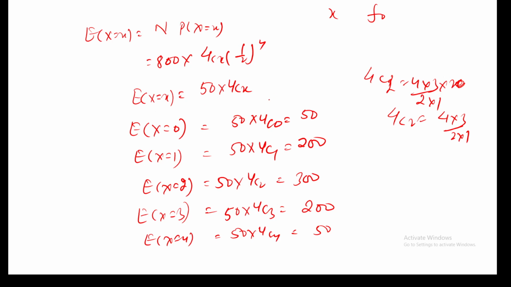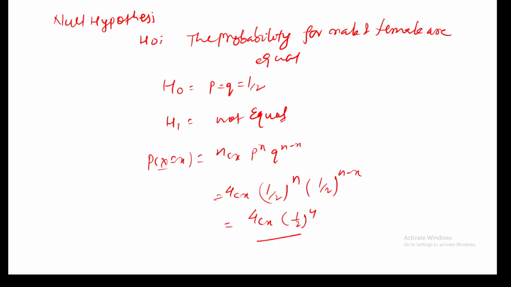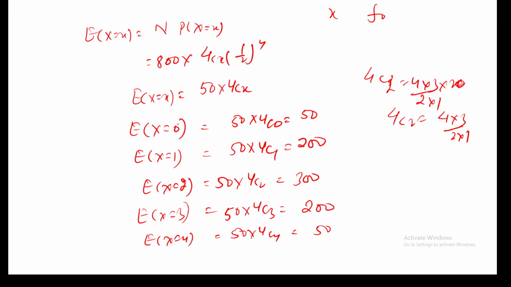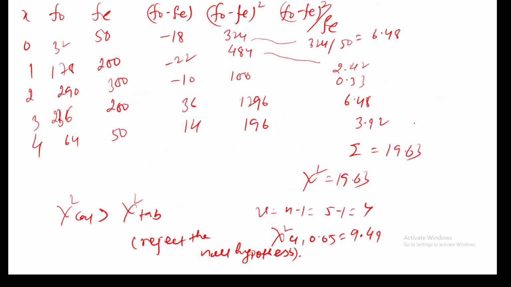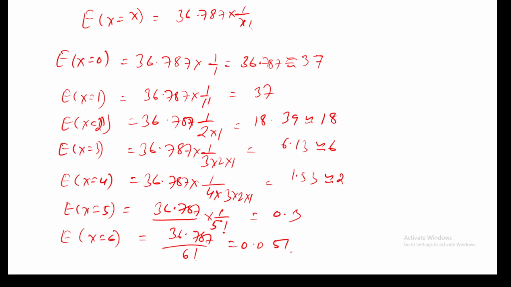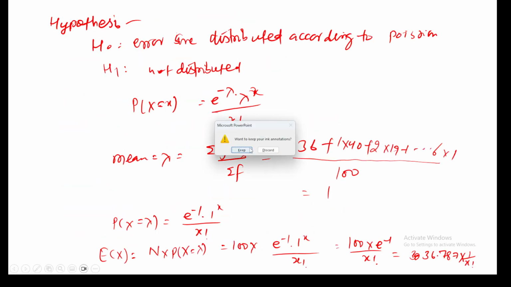So we get the expected frequency at x equal to 0, meaning there are no boys, all girls. In that case you get some value, and similarly for x equal to 1, 2, 3, 4. Then FO we know already for each x. Now we have calculated FE from this. Now we calculate FO minus FE, then (FO minus FE) squared, then the chi-square terms. The summation of that gives the value. The same thing can be done for Poisson distributions also. Okay, so this is all about the chi-square test.